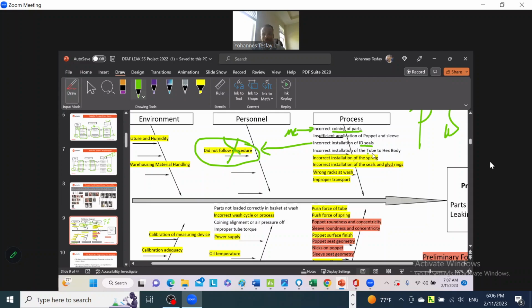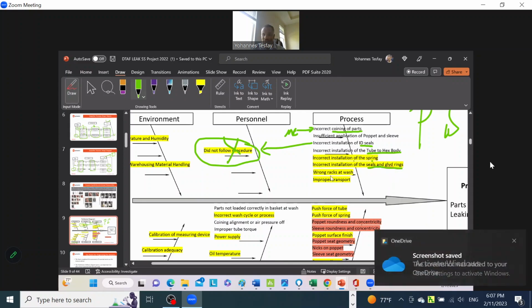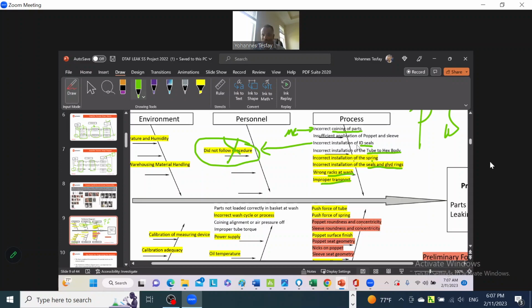Installation of tube in hex body. The hex body is the shape of the part, which looks like a hexagon. And incorrect installation of spring, incorrect installation of seals and glide rings, and wrong rack wash and improper transport. These are all put in process.